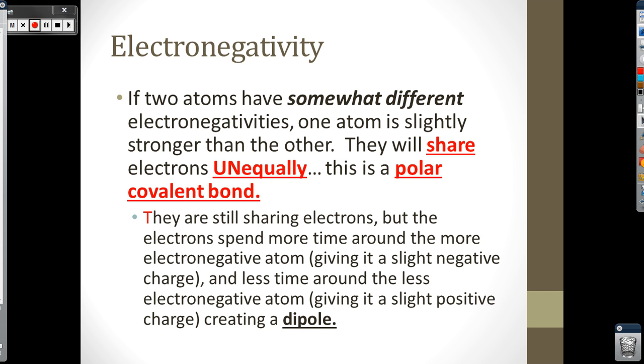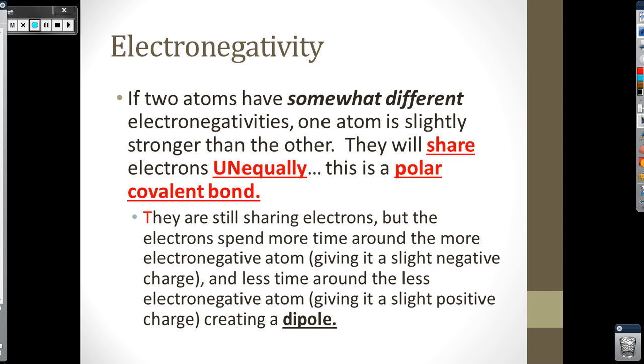And so what happens is that creates a polar covalent bond. Covalent means that we're sharing electrons. Polar means that we're not sharing them equally. And so the atom that the electrons spend more time around is going to have a slight negative charge around it. And the atom that has the lower electronegativity, it means that the electrons don't spend as much time around it, and it's going to have a slight positive charge. And that creates a polar molecule.